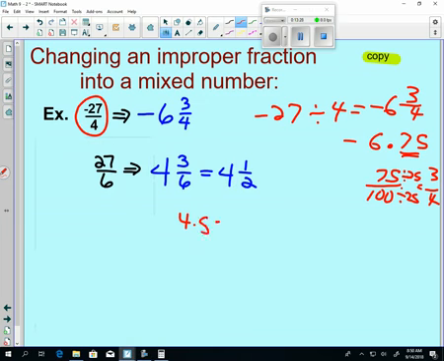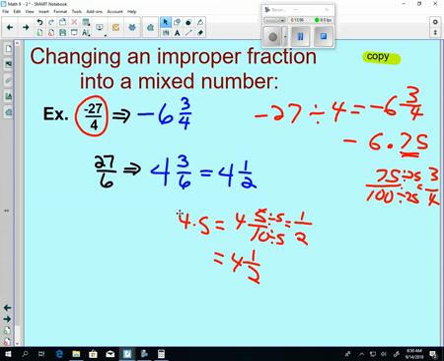is the same as 4 and 5 over 10. One place after the decimal means it's 5 over 10. And if I reduce 5 over 10, divide both by 5, it's going to be 4 1/2. So we can change our decimal back to a fraction.